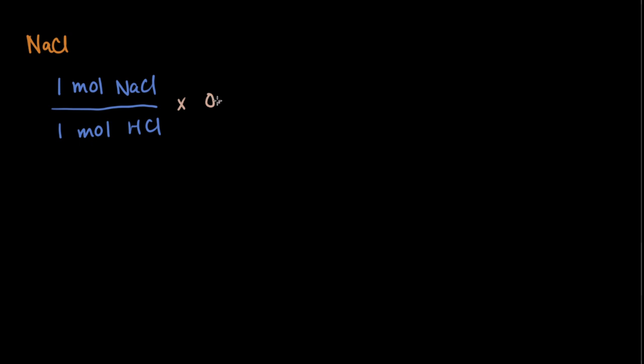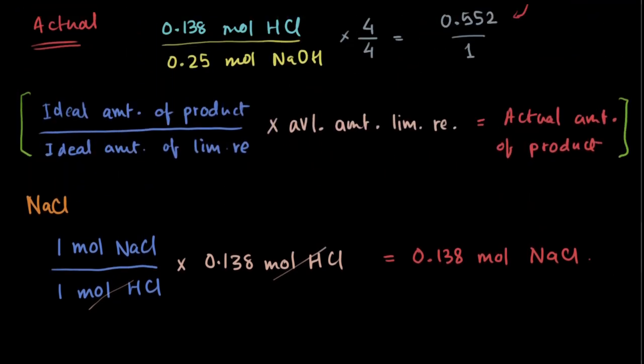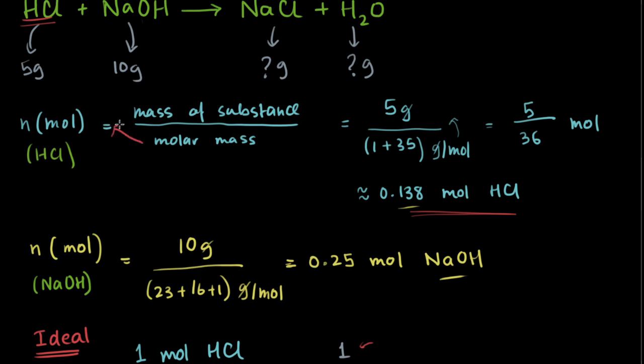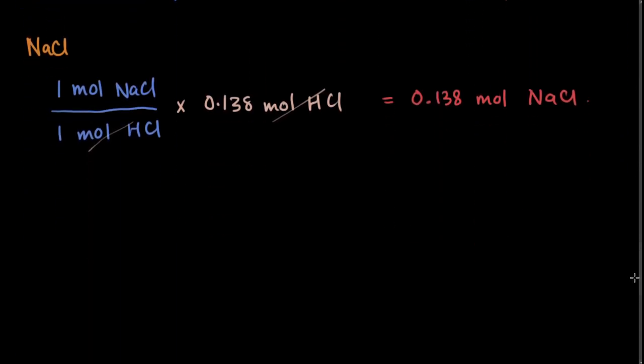But we have only 0.138 mole of HCl. So how many moles of NaCl do we have? Let us do some maths and cancel these out. These coefficients would get multiplied, and we'll be left with 0.138 mole of NaCl. Pretty neat. I fear this video is getting long, so stick around. We can convert this from moles to grams using the same formula that we have here. You just have to do some cross multiplications: we multiply the moles with the molar mass, and you'll have the mass of the substance. We'll do that here.